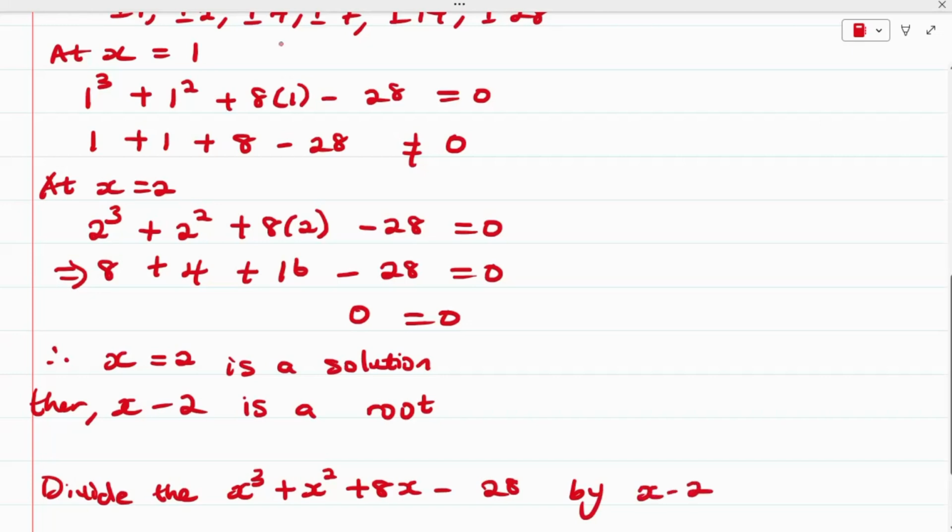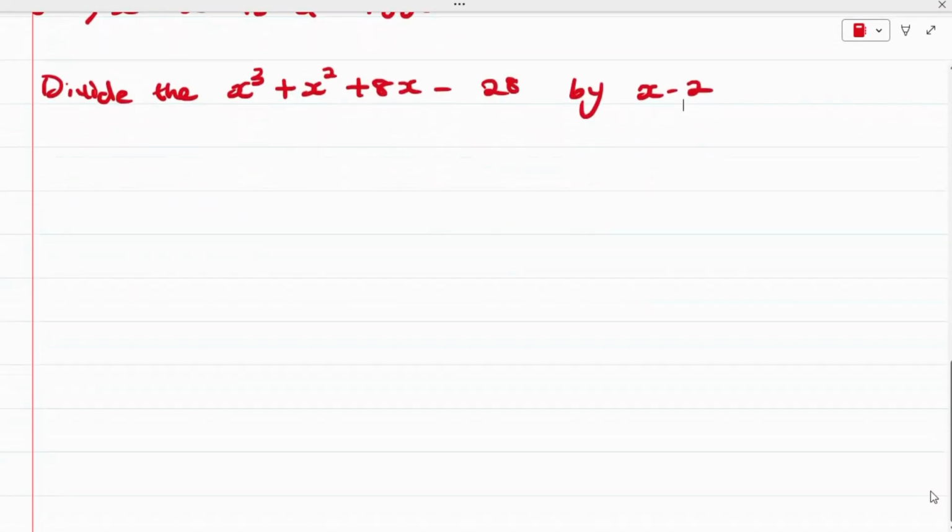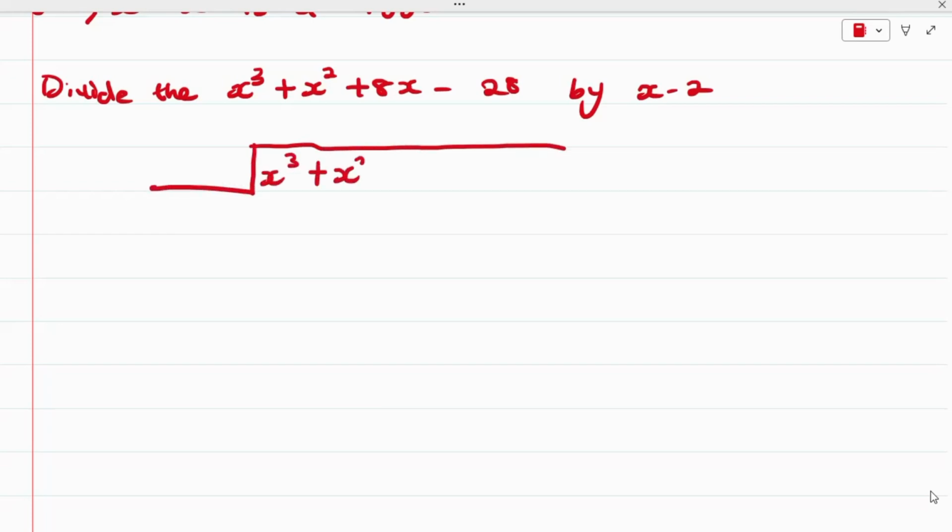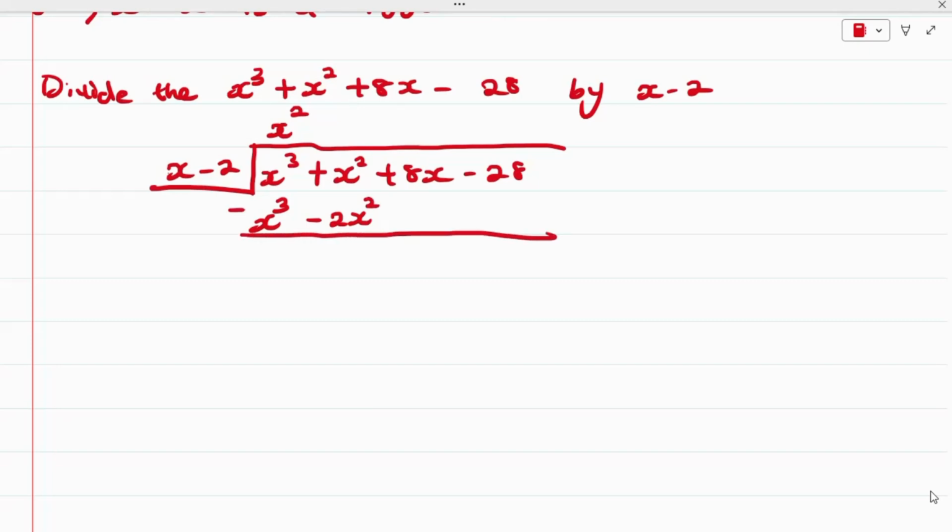X minus what? 2. Alright, so doing this right here by applying the long division, we have x raised to the power of 3 plus x squared plus 8x minus 28 divided by x minus 2. So x divides x cubed: x squared multiplied by x is x cubed, and x squared multiplied by negative 2 is negative 2x squared. So if we subtract this, x cubed minus x cubed is 0.